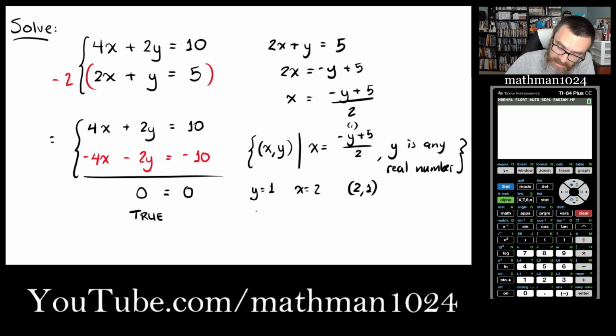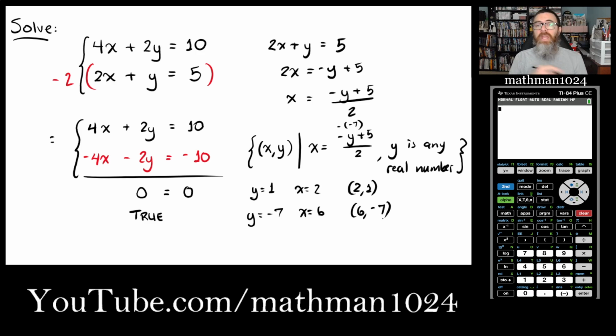Or if I did this, if I said y equals negative 7. So if I plug negative 7 in right here, so it'd be negative 7, that's 7 plus 5 is 12 divided by 2, which means x equals 6. So another solution would be 6 comma negative 7. Again, there are an infinite number of solutions. I'm just doing a couple of examples here so that you can see that.